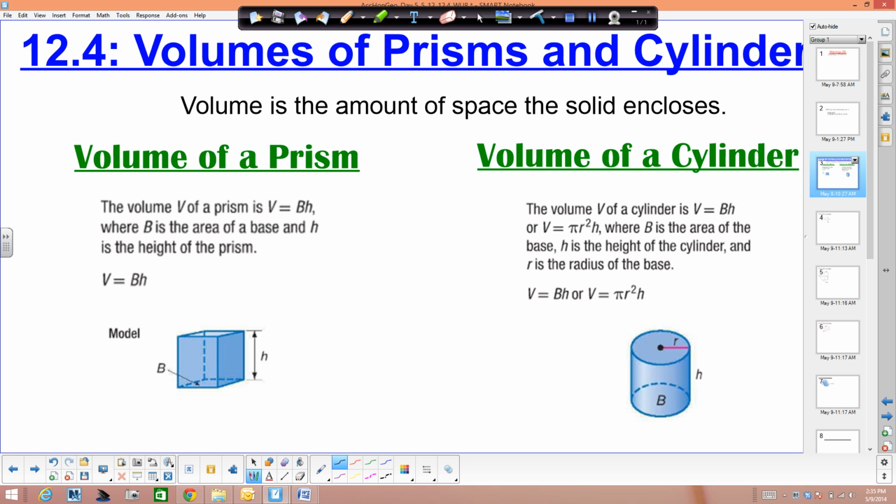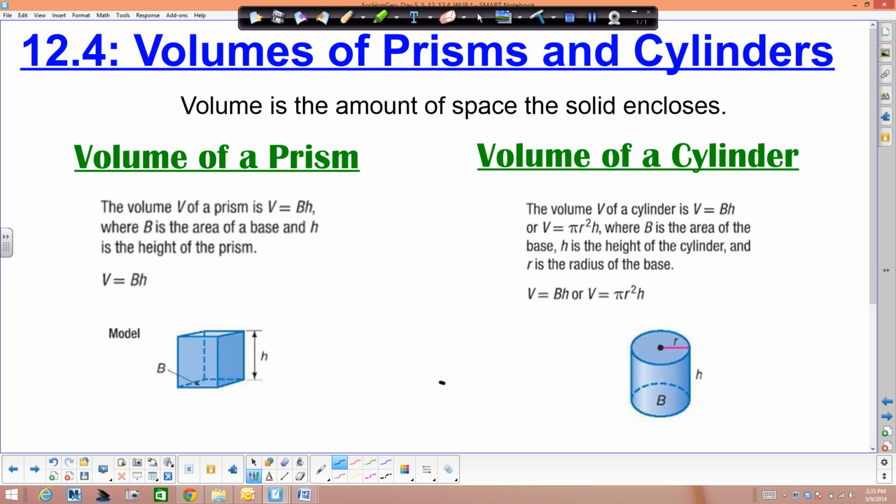So what we're going to look at are the volumes of prisms and cylinders. Before, we've talked about surface area. We know surface area is how much it would take to cover something. Like if I was going to wrap a box with wrapping paper, the surface area would tell me how much wrapping paper that would take. Now when we're talking about volume, volume is how much space the solid encloses. Like if I was going to fill a cup up with liquid, then that would be the volume. The volume is how much it would take to fill that cup up.